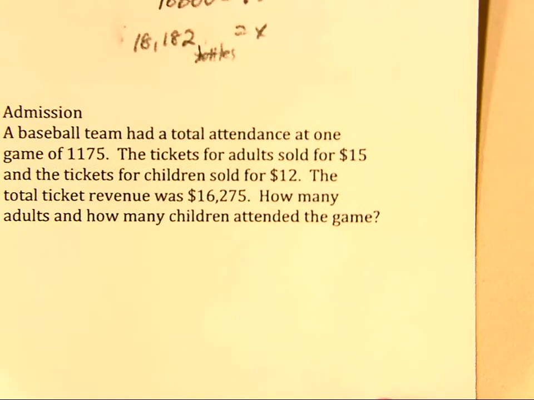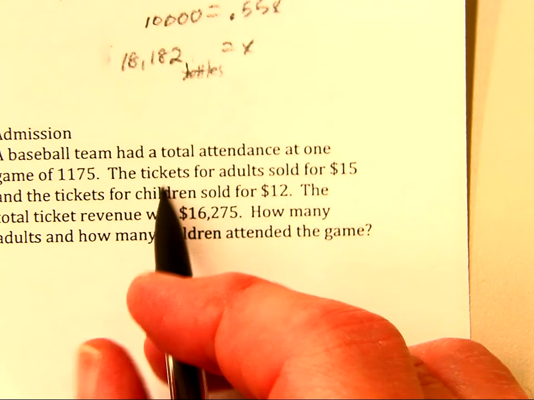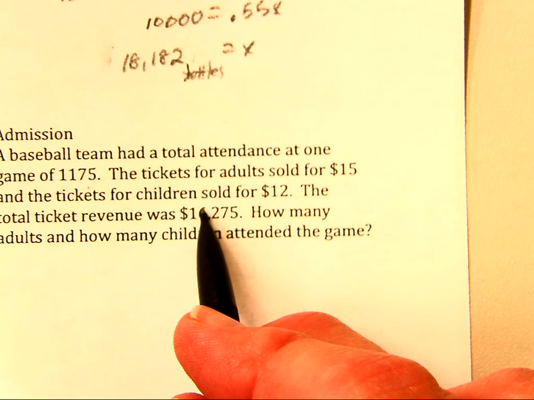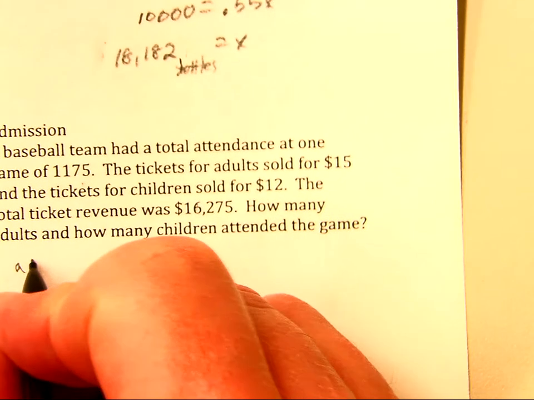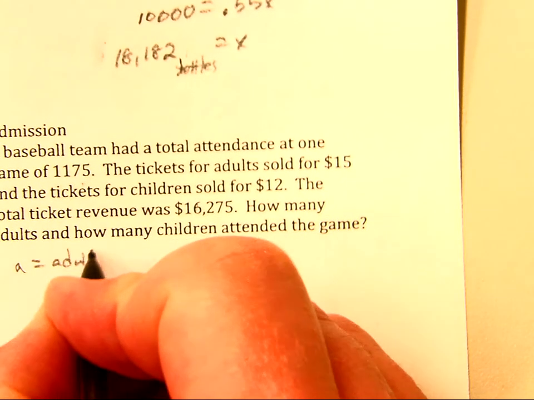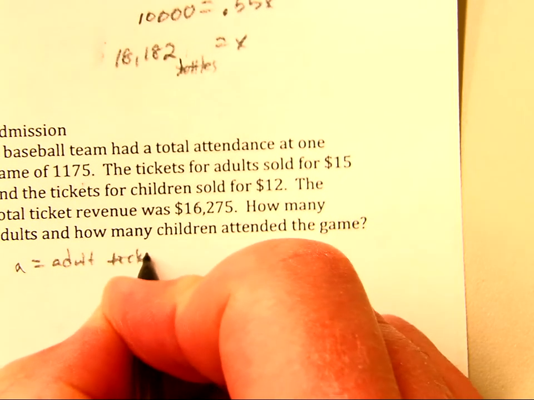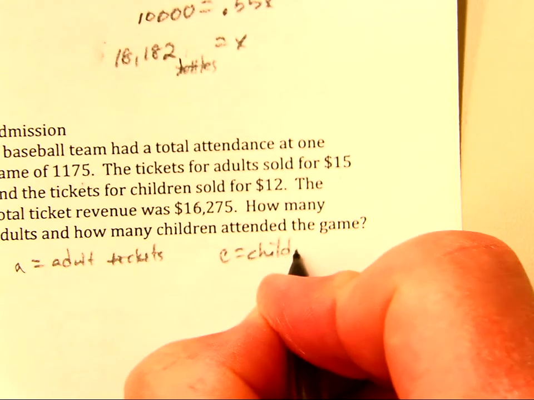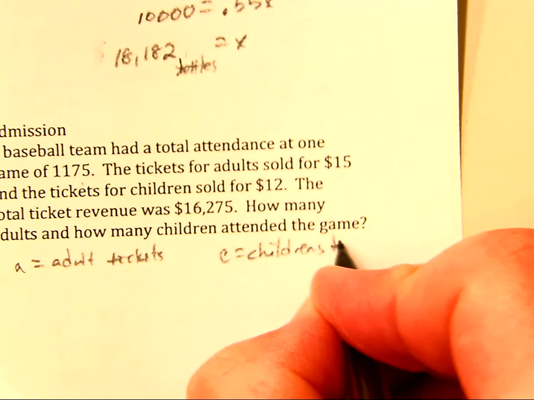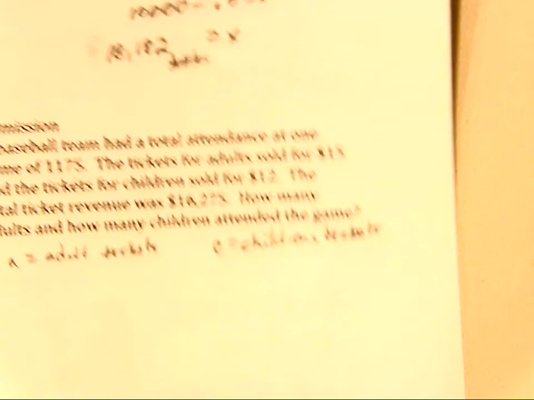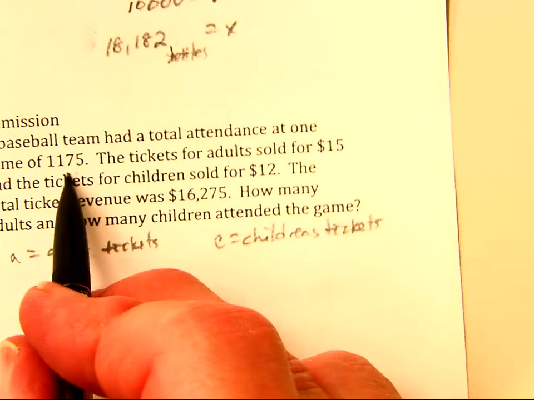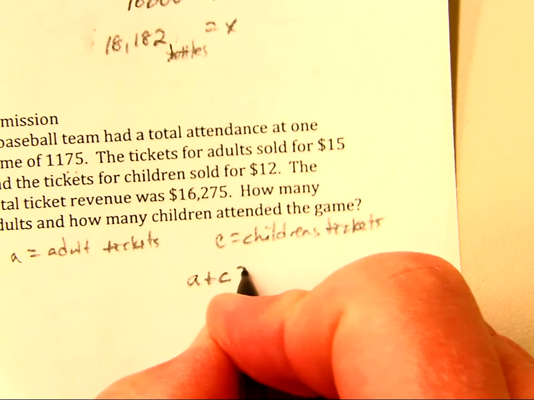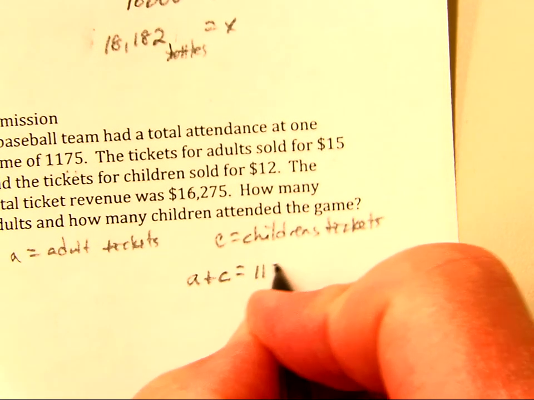All right, now admission problem. We had a total attendance of 1175. We have adult tickets and children tickets. So let's say A equals the adult tickets and C equals the children's tickets. So now our equations, the total attendance is 1175. So that means adult tickets plus children's tickets equals 1175.